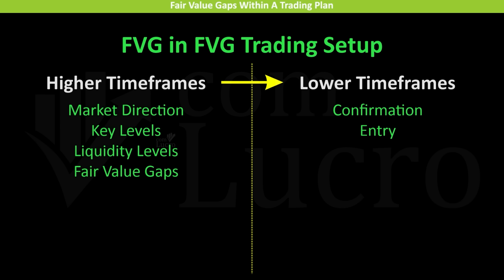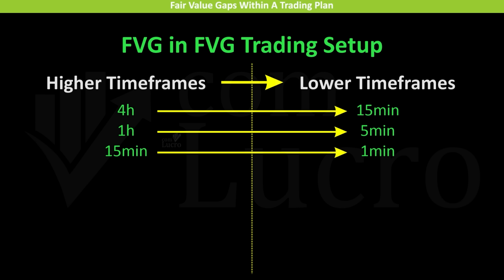Remember, this trading plan is not restricted to any specific market or time frame. However, your execution time frame must always be 2 time frames lower than your higher time frame. Based on your trading style, there are 3 time frame combinations you can use. For example, if your higher time frame is the 4-hour chart, you should drop down to the 15-minute chart to execute your trades. As mentioned earlier, this trading plan is simplified into 2 main stages.